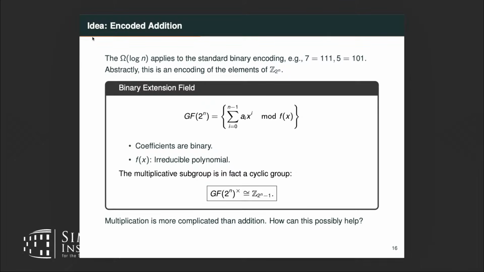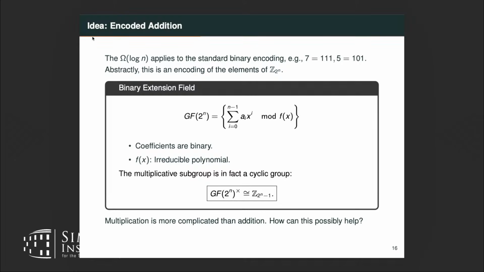And we can consider some cyclic group, which is actually the multiplicative subgroup of this binary extension field. Basically, this is a set of polynomials with binary coefficients mod some fixed polynomial which is irreducible, basically something that can't be factored further. Both the addition group and the multiplicative subgroup form a cyclic group. In fact, the multiplicative subgroup is isomorphic to a cyclic group of order 2 to the n minus 1. Almost 2 to the n, but not quite.